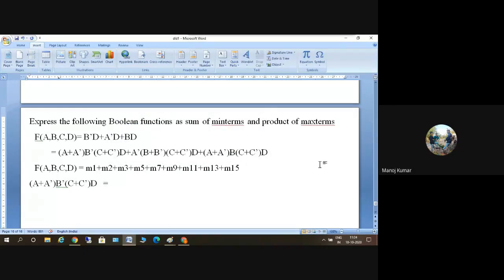So what are the maxterms? The minterms are the maxterms. Maxterms are capital M. M0 dot M4 dot M8 dot M10. The remaining terms are the maxterms. M12.